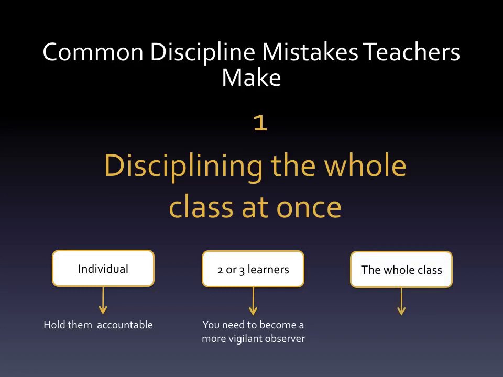When the whole class misbehaves, this becomes tricky, and a good way to address this is to revisit your routines in the classroom. If the class was wild and noisy while lining up outside your classroom, then get them to practice a few times how to line up. This reinforces what you expect of them, and instead of punishing them, you are using this opportunity to rather reteach a routine.